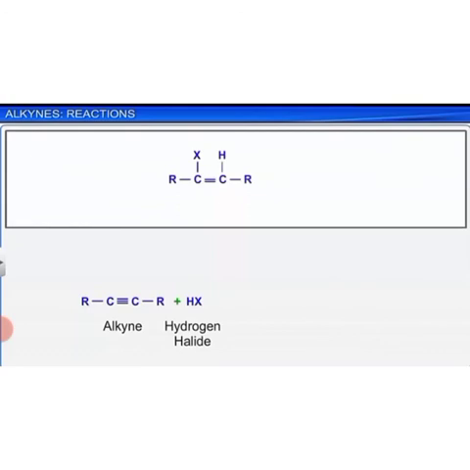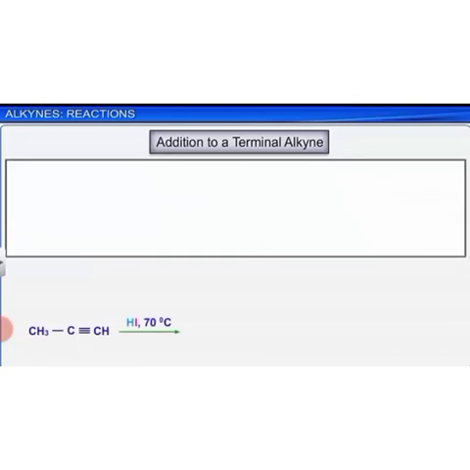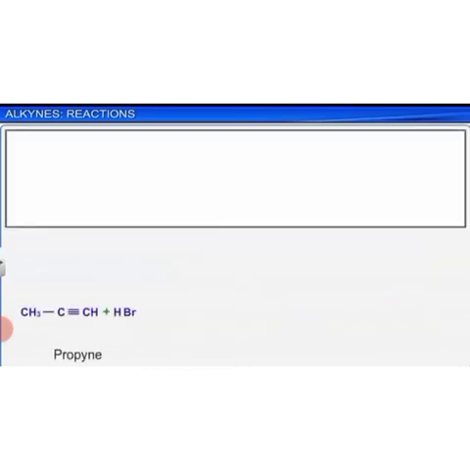Addition in unsymmetrical alkynes takes place in accordance with Markovnikov's rule. This rule says that in an electrophilic addition reaction, the negative part of an addendum attaches itself to the unsaturated carbon atom of the molecule having lesser number of hydrogen atoms. For example, propyne reacts with two molecules of hydrogen bromide and forms 2,2-dibromopropane in accordance with Markovnikov's rule, as shown here.